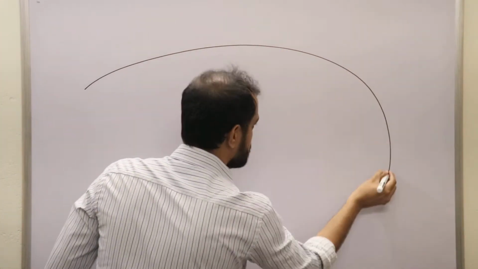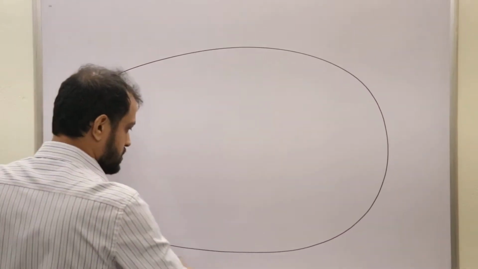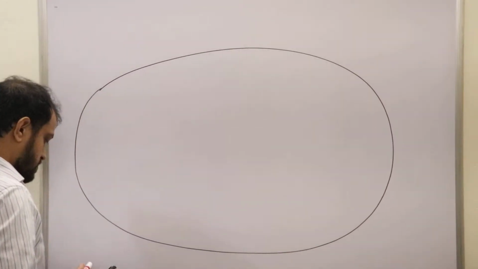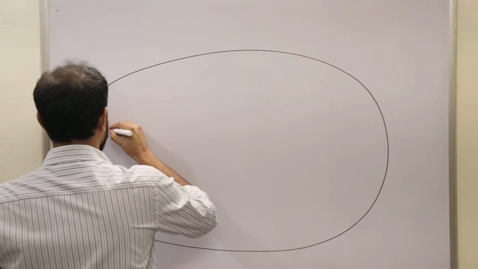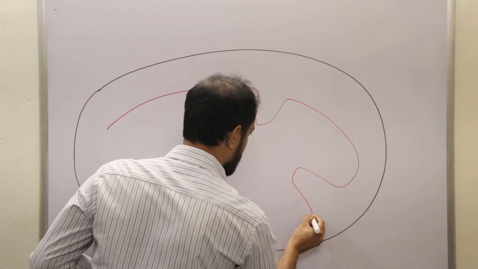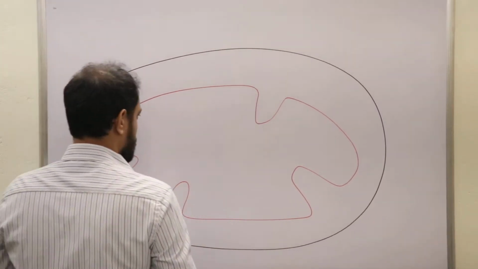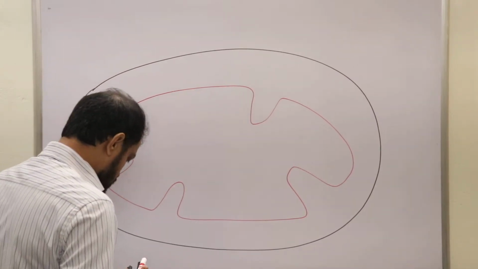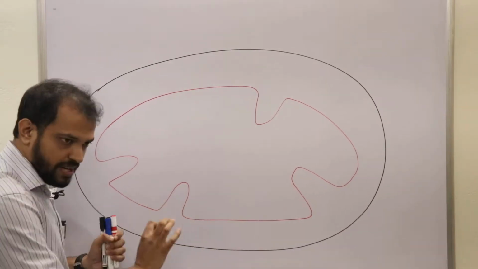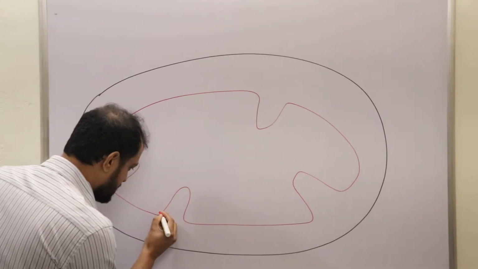We should now discuss in great detail complex 1. Now you should understand, suppose this is the mitochondrial outer membrane and this is the mitochondrial inner membrane. Now listen, suppose the complex proteins are present here like this, small tiny proteins.